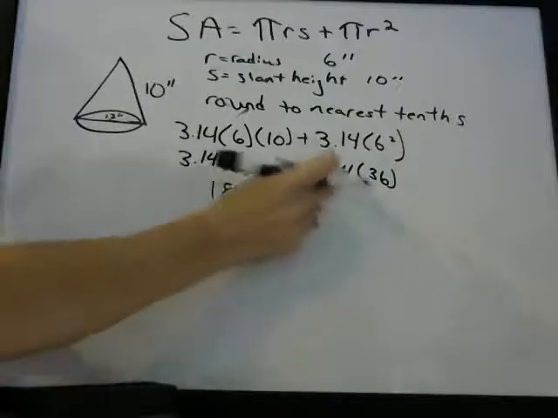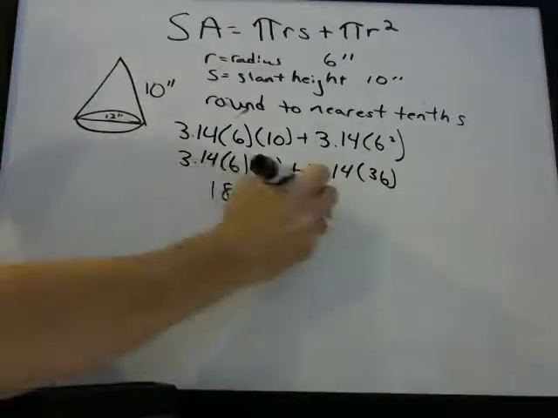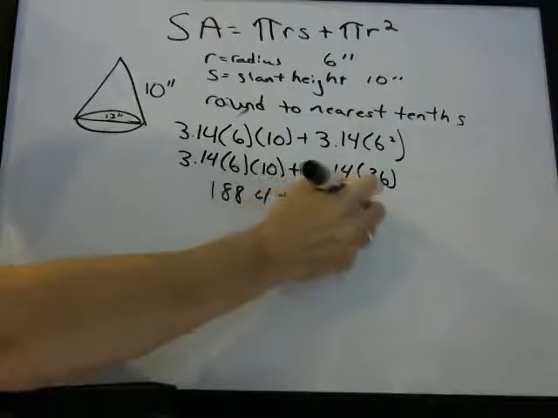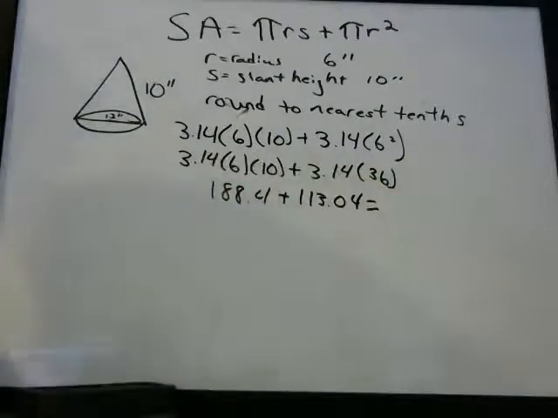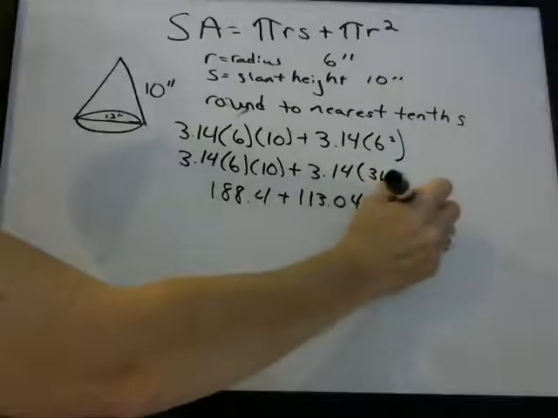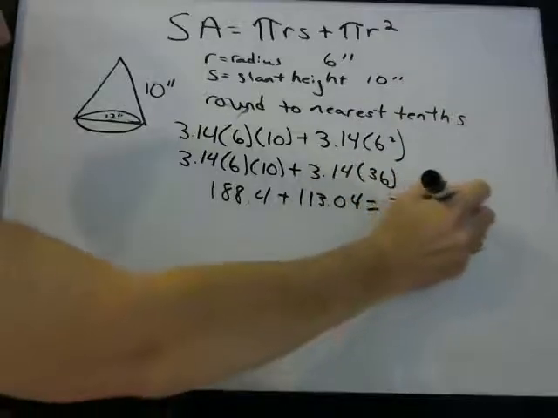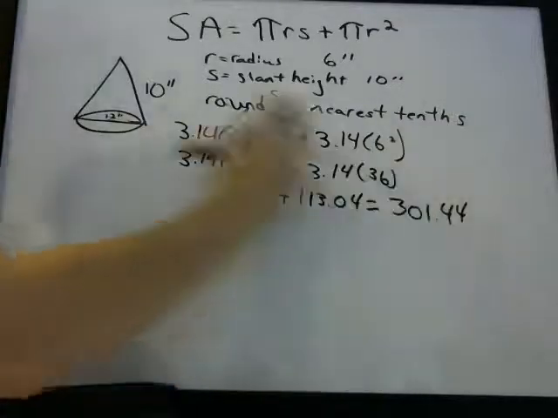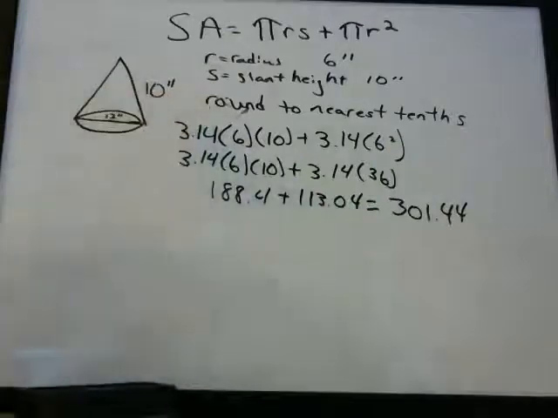188.4 plus 3.14 times 36, 113.04. You add those two numbers together, you get 301.44. Now the question told us to round it to the nearest tenths. If you don't know how to round, you need to watch the video on my Facebook page.